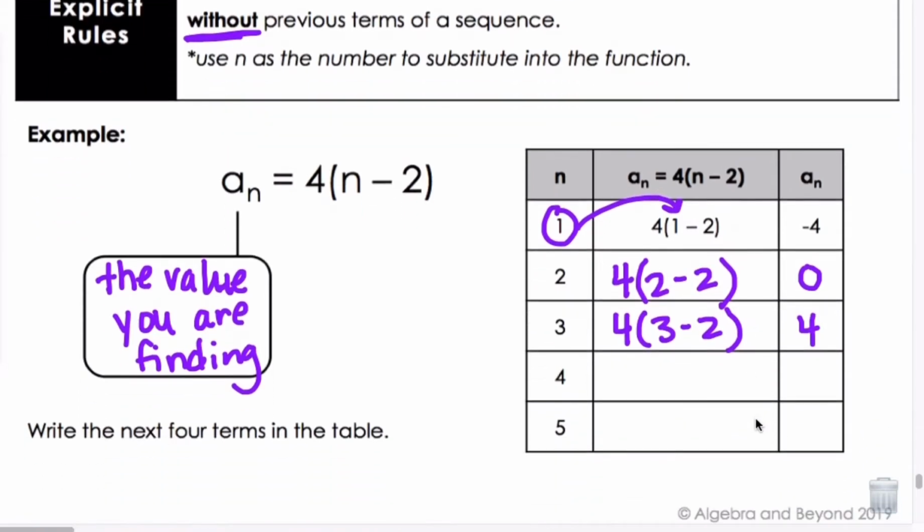Okay, so we're writing the next 4 terms in the table. This time I substituted in 4 for n, because that's my term number, and I get 8. And then I substitute in 5, and I get 12. Okay?